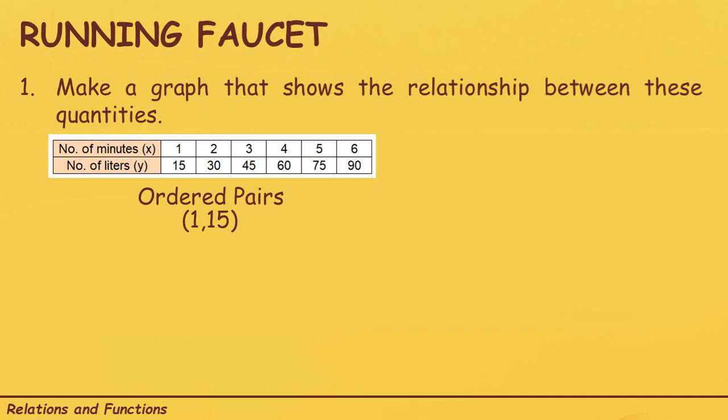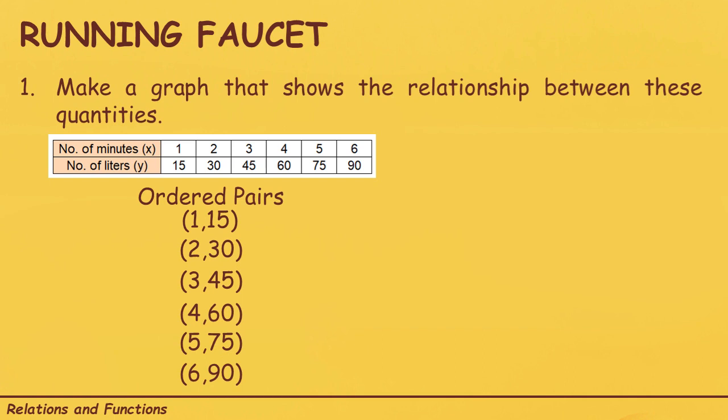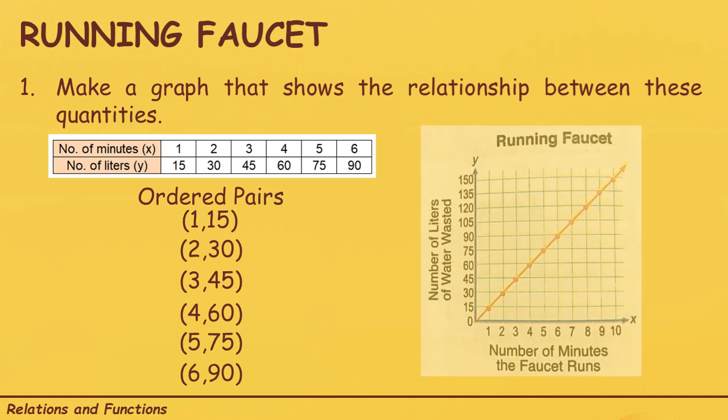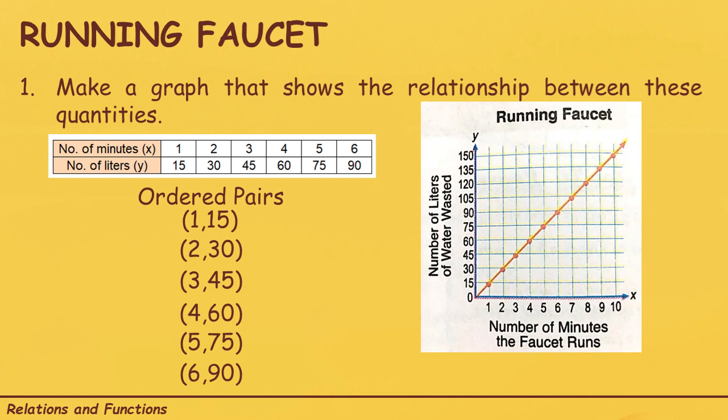Those are partners because 1 minute is equivalent to 15 liters of water. 2, 30. 3, 45. 4, 60. 5, 75. 6, 90. From the ordered pairs, we can graph it in the Cartesian plane. Or simply, we have this graph of the running faucet.